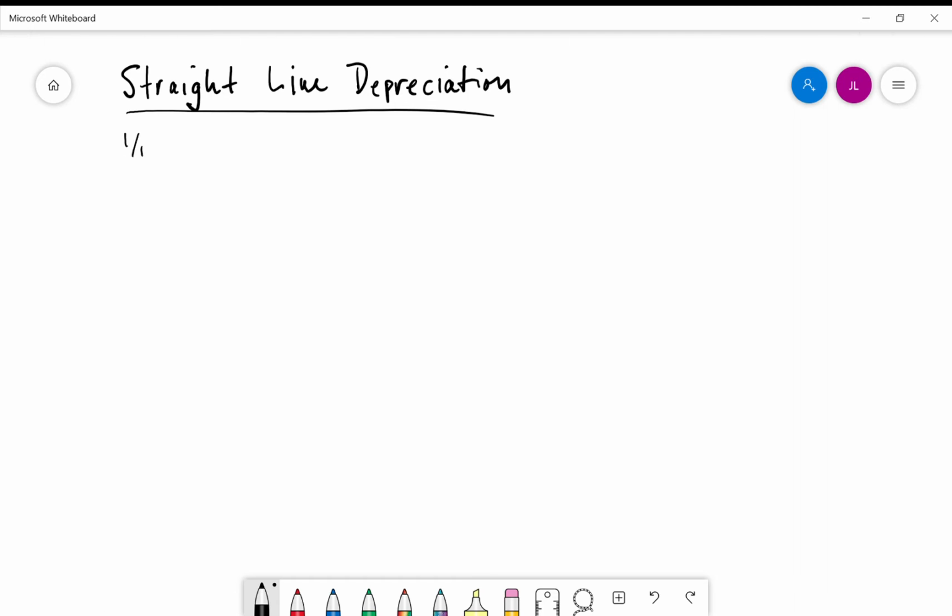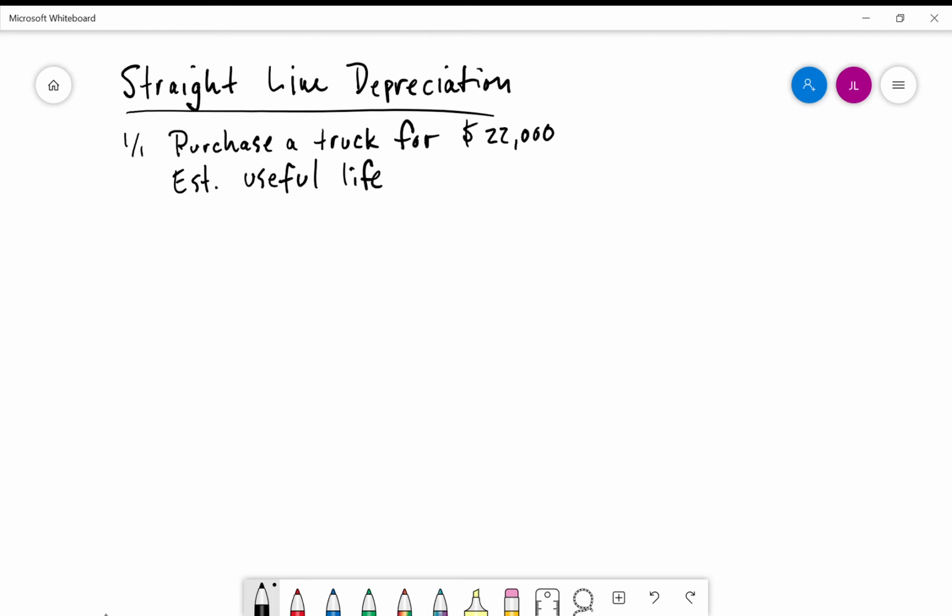Say on January 1st of a given year, you purchase a truck for $22,000. And you estimate that this truck has a useful life of 5 years and a salvage value or resale value, whatever you want to term it, of $2,000.